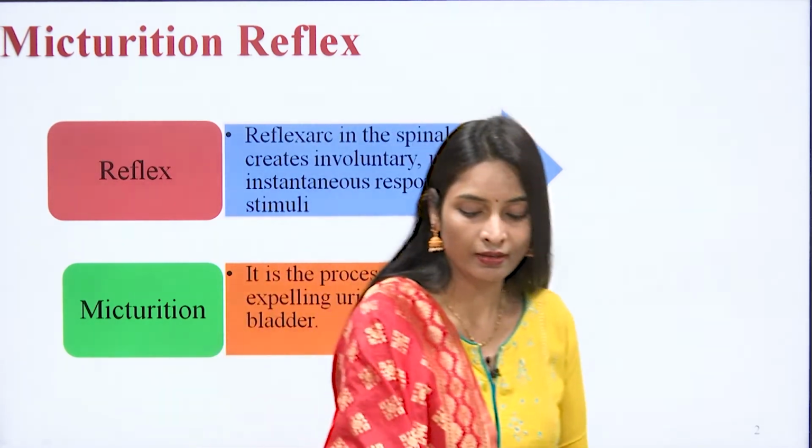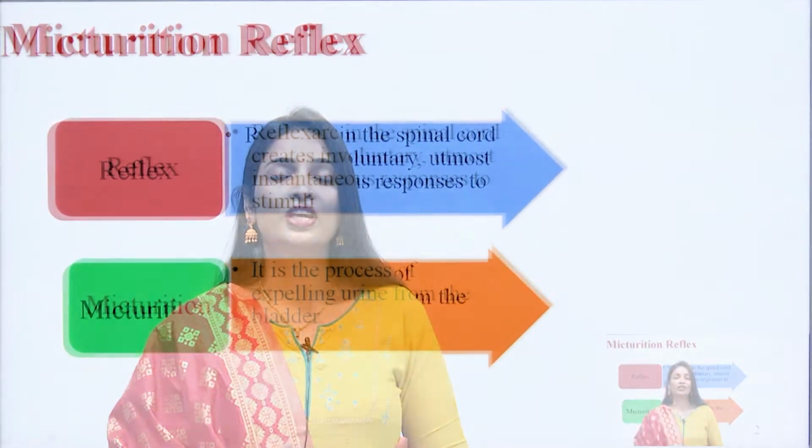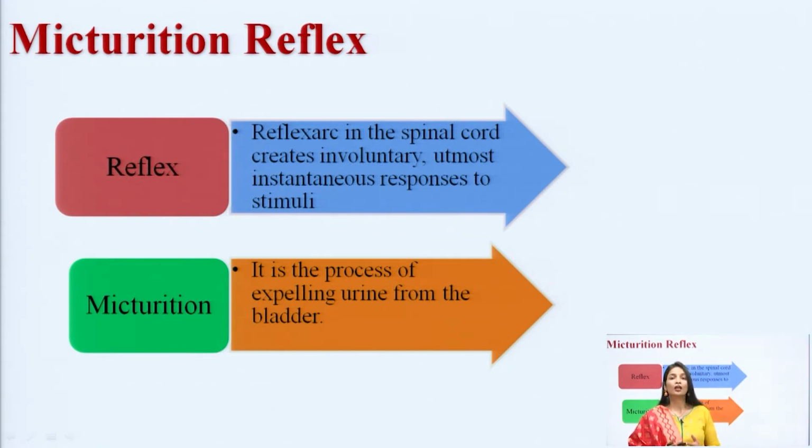Okay, so what is micturition? Before going to micturition, let me see what a reflex is and what micturition is. Micturition is the process by which you expel or excrete urine from the bladder. In short, micturition is nothing but urination. It is the process by which the urine flows out through the urethra, expelling urine from the bladder. So from the bladder it will go to the urethra and finally pass out of the body.